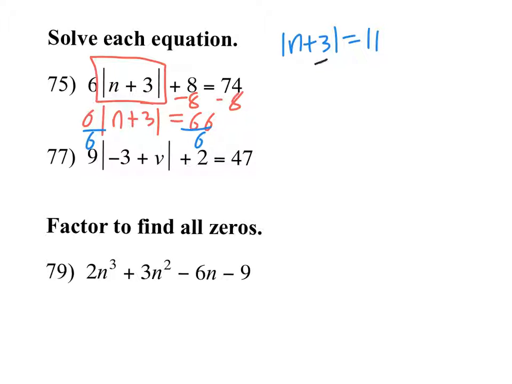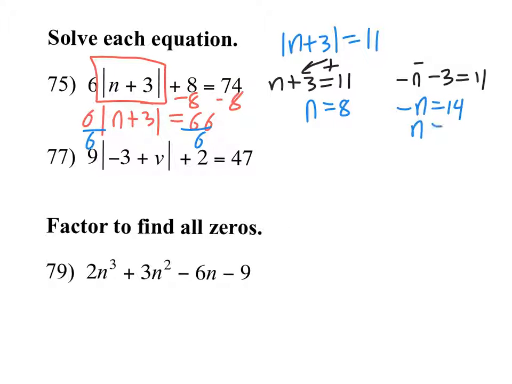That's going to give us two different solutions. n plus 3 is equal to 11 if the stuff on the inside is positive. And then we're going to have a negative solution where we have negative n minus 3 is equal to 11. That gives us n is equal to 8. Then if I add 3, that's going to be 14. So we get negative n is equal to 14, which means that n is equal to negative 14 as our other answer.